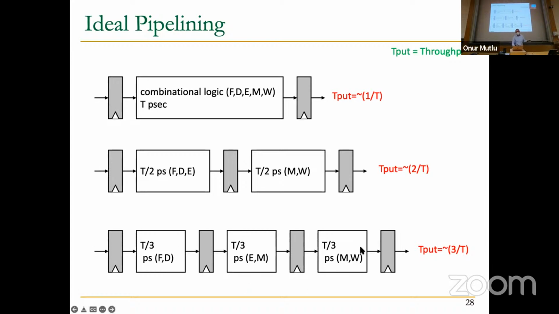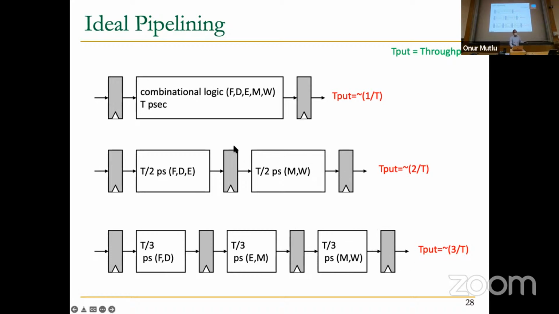But this is an ideal pipeline, as I said. Ideally, you would keep increasing the throughput linearly as you add number of stages. But we know that that's not real, because partitioning will be a problem, and also you add sequencing overhead. These latches do not come for free. So now you can see multiple problems.